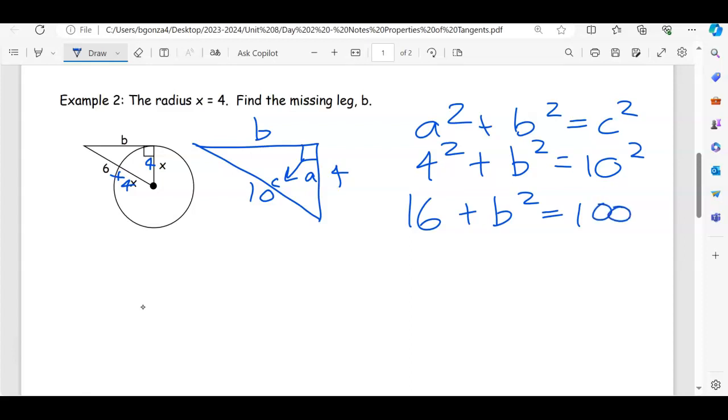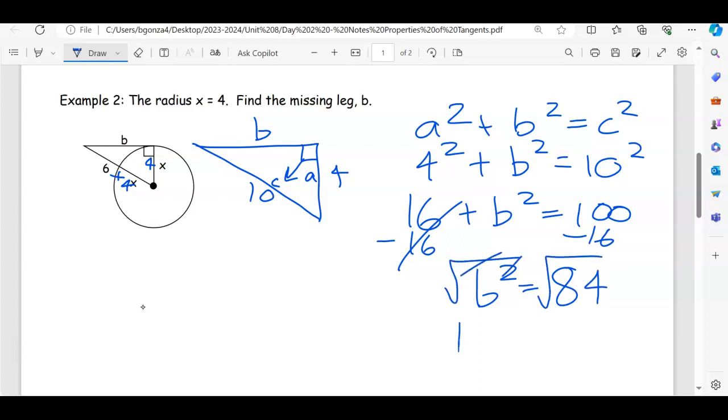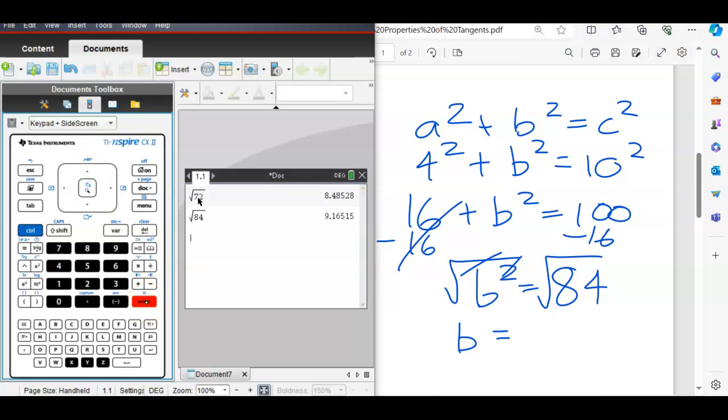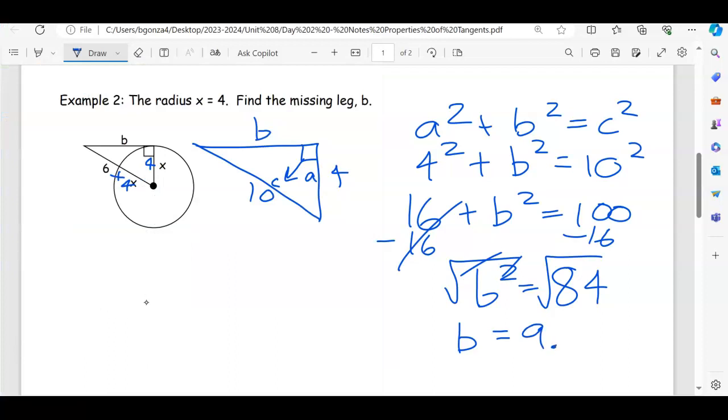All right, and you get rid of that constant 16 by subtracting 16. b squared equals 84. And then, of course, last step is square root. What is the square root of 84? 9.165. The 5 rounds the 6 up, so 9.17.